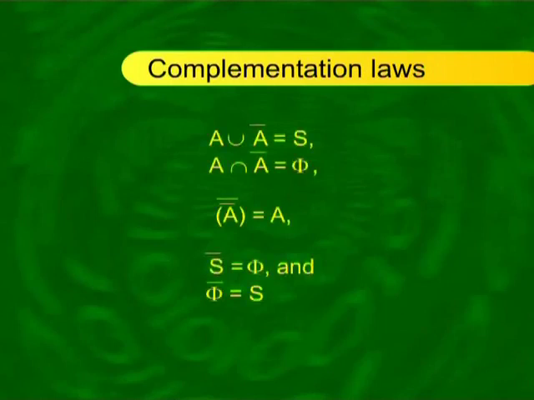The complementation laws are given by A union A bar is equal to S, A intersection A bar is equal to phi. A double bar is equal to A, S bar is equal to phi, and phi bar is equal to S.